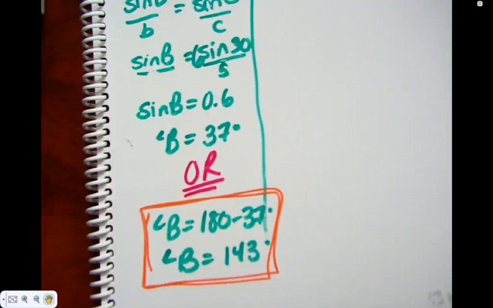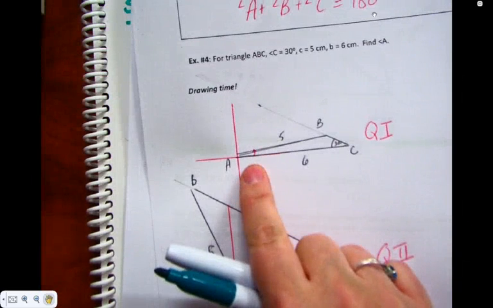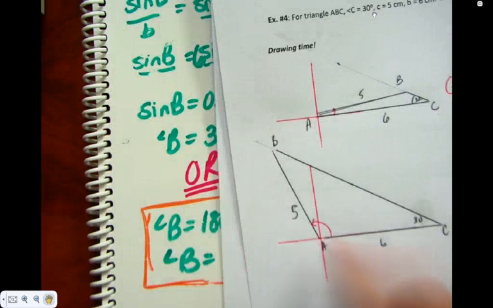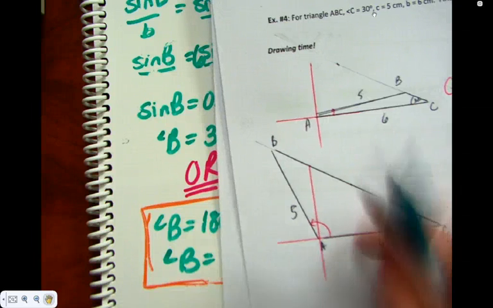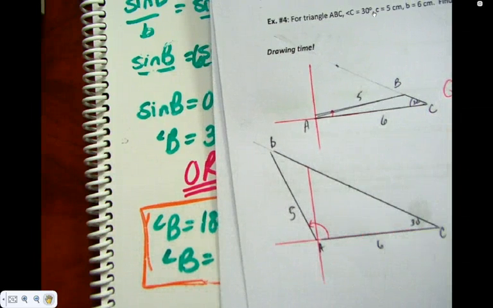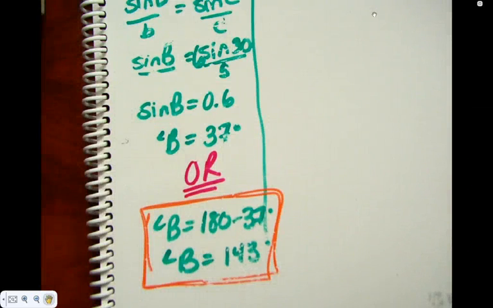There's two possible answers. If we go back and look at our diagrams drawn to scale, does this one look approximately like a 37? Yeah, it's a little small because we're not quite to scale. Does this one look around 143? Yeah, it's got to be bigger than 90. That's why there's two possible answers. It's just what's given in the question. There's two possible triangles you can draw. It's only for sine law, which we'll talk about why tomorrow.